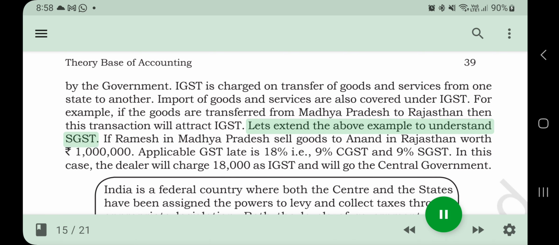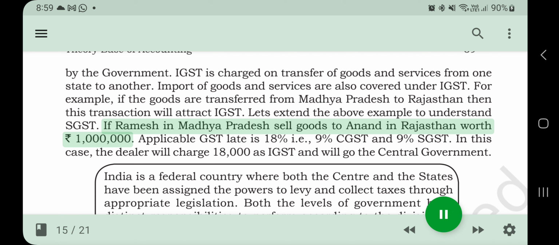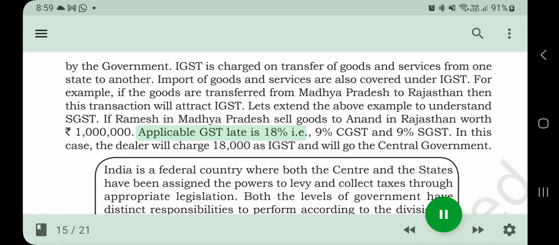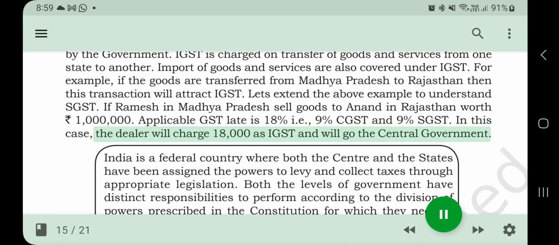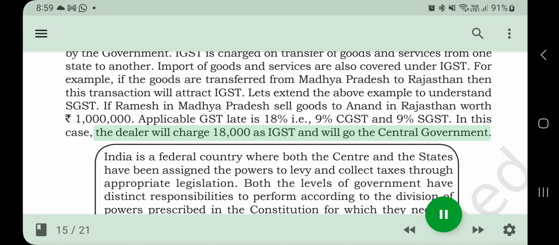Let's extend the above example to understand IGST. If Ramesh in Madhya Pradesh sells goods to Anand in Rajasthan worth $1 million, and the applicable GST rate is 18%, i.e., 9% CGST and 9% SGST, in this case the dealer will charge $180,000 as IGST, which will go to the central government.